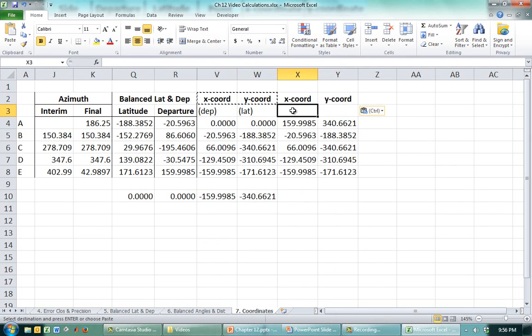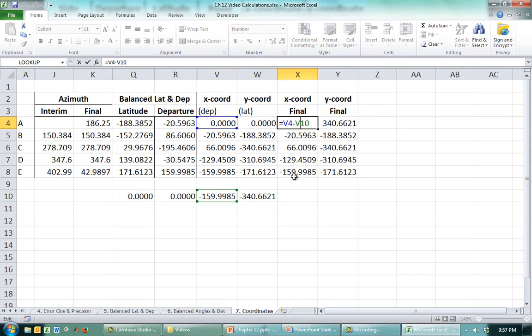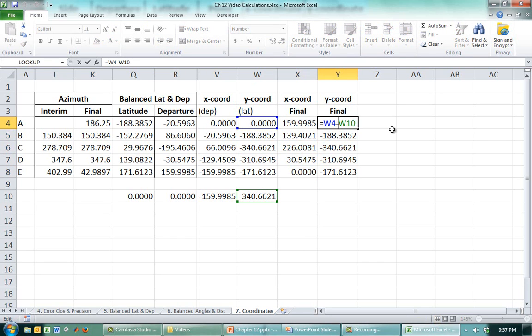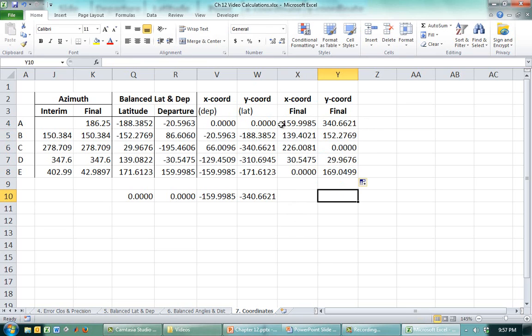So I'll call this final. Wait a minute, that's not shifted. Oh, because it went down. Okay, so whenever I drag this down, I don't want the V10 to change, obviously. There, now that works. And then on this one, I don't want the W10 to change, so I fix that. Okay, so now I should have these are my temporary points, and these are my final points.